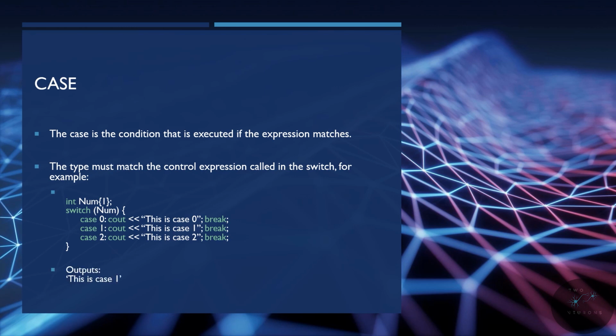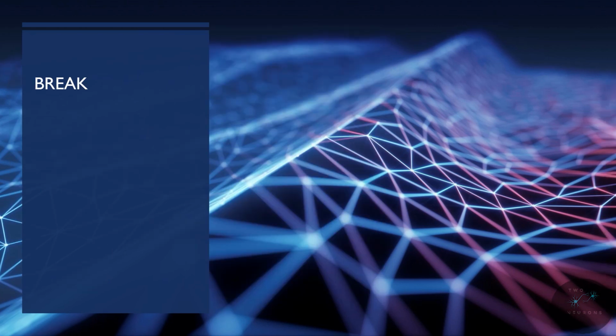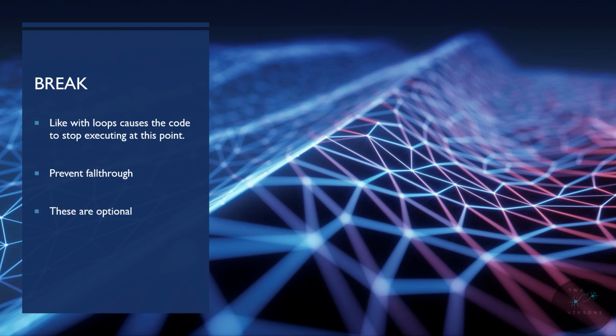If we had initialized it to 0, it would say, this is case 0. Same for if we had initialized it to 2, we would get, this is case 2. Just like loops, switches can use break statements. And just like loops, a break will cause the switch to stop executing at that point, and it will break out of the switch and go on to the code below the final curly bracket of that switch statement. In addition, break statements prevent fall through, and we'll talk about fall through with a couple of examples in a moment.